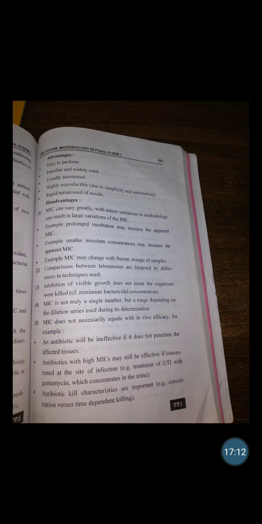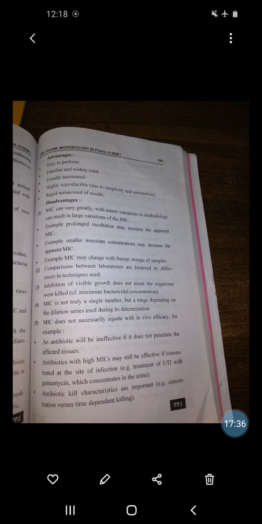Then the comparison between laboratories is hindered by differences in technique used. Then inhibition of visible growth does not mean the organisms were killed. It means minimum bactericidal concentration. Then MIC is not truly a single number, but a range, depending upon the dilution series used during its determination. Then MIC does not necessarily equate with in vivo efficacy.